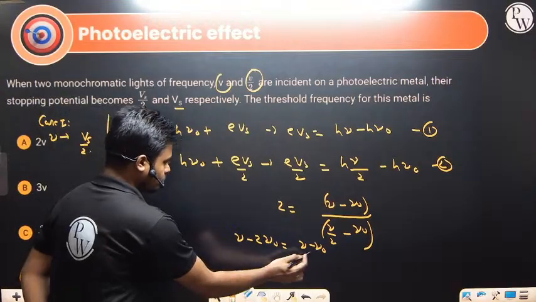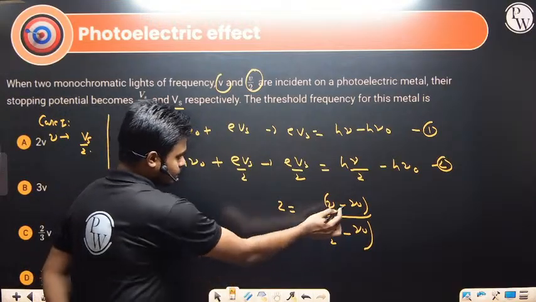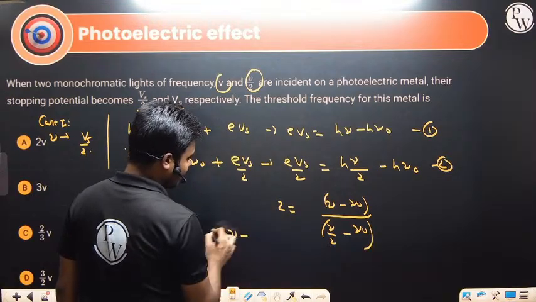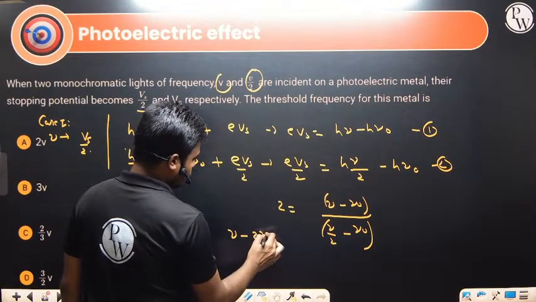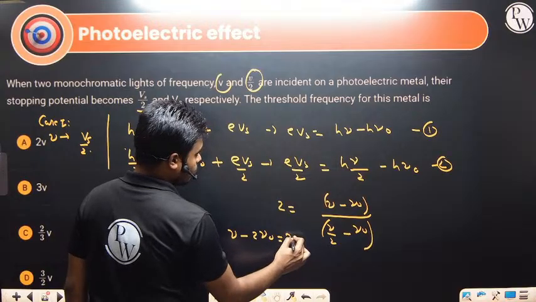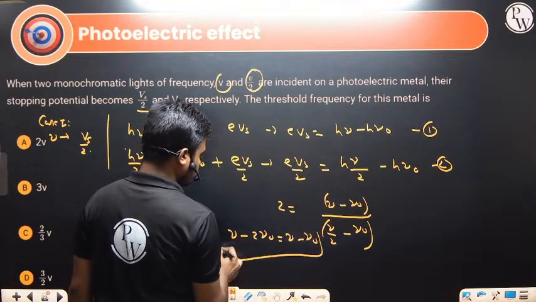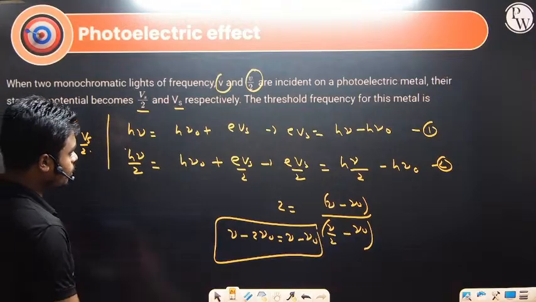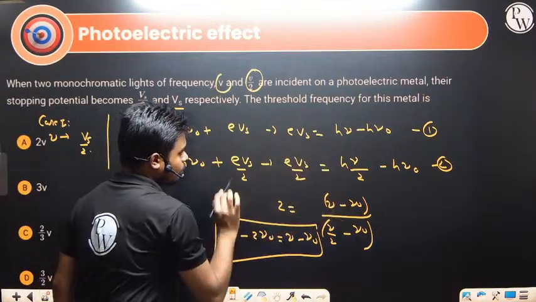So from here, just a second, mu minus mu naught equals mu by 2 minus mu naught. We'll be getting this, it will come this way: mu minus 2 mu naught is equal to mu minus mu naught. So from here, what do you want to find? Mu naught we have to find. So this is equation 1, this is equation 2.